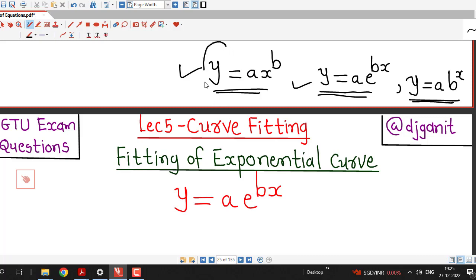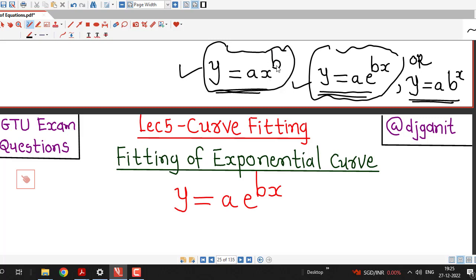So whenever you have fitting of power function y equal to a times x raised to b, or y equal to a times e raised to bx, that is exponential function, or y equal to a times b raised to x, which is general exponential function, what you have to remember is take logarithm on both sides of these functions, and then you will get regression line, and using that regression line you will be able to decide these unknown quantities in your exponential or power function.